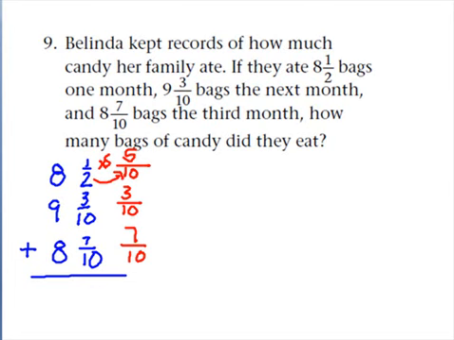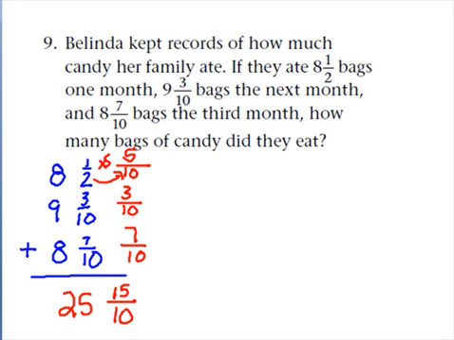When you add the fractions, only add the numerators. 5 and 3 is 8, plus 7 is 15, over my common denominator of 10. Then go through and add your whole numbers together. 8 plus 9 plus 8, which is 25. It looks like my answer is 25 and 15/10.